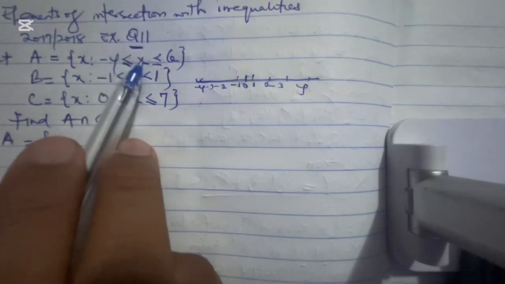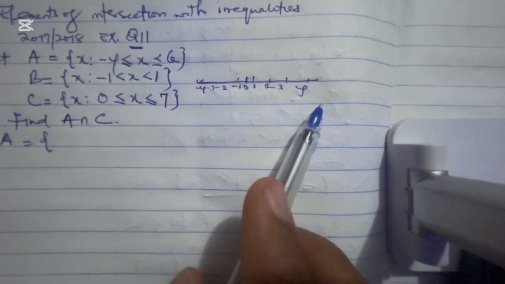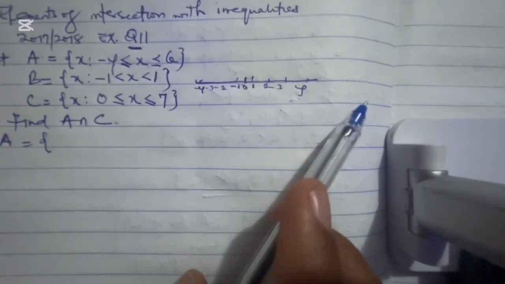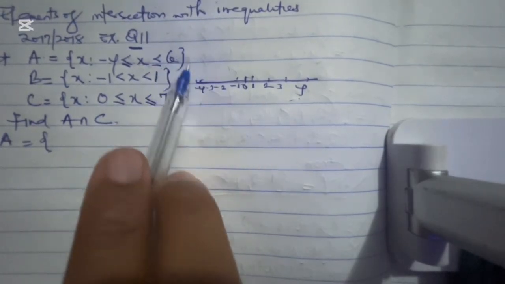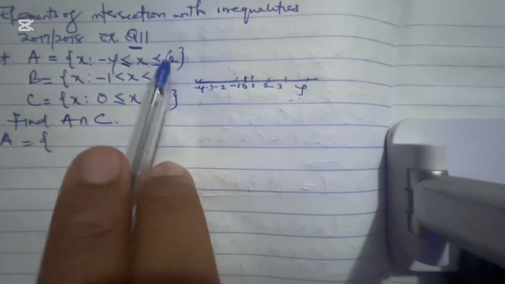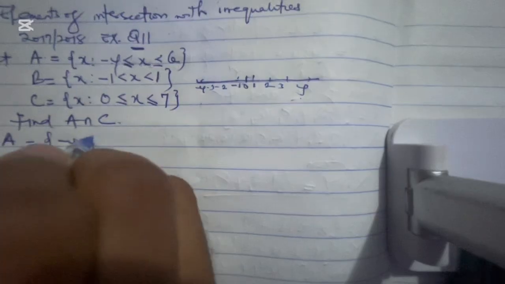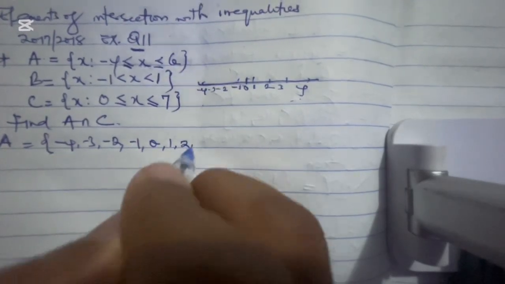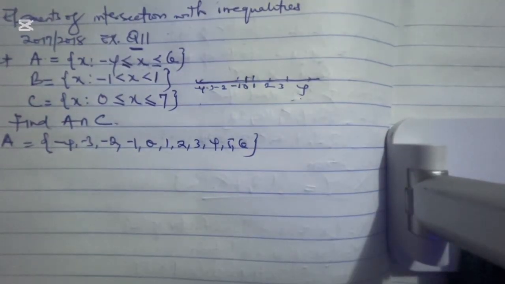It means that you're looking at values that start from minus 4 and move forward to positive 6, because x is also less than or equal to 6, which means that this is a closed boundary because the value must end at 6. So you're looking at minus 4, minus 3, minus 2, minus 1, 0, 1, 2, 3, 4, 5 and 6. That's what set A is.